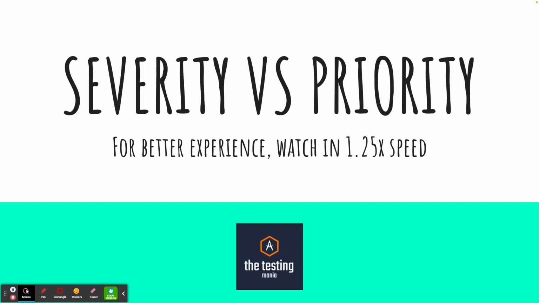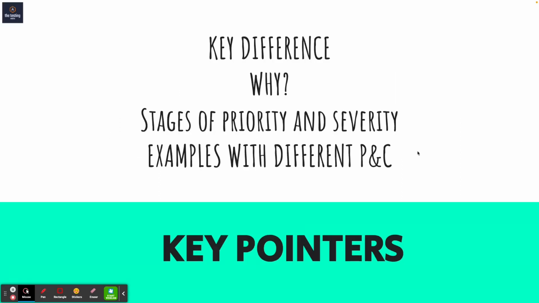In this video, we are going to discuss one of the frequently asked questions in interviews, that is, the difference between severity and priority, along with real-time examples as well. So before starting the video, I would suggest that you change the mode to 1.25 speed for a better experience. So let's start.